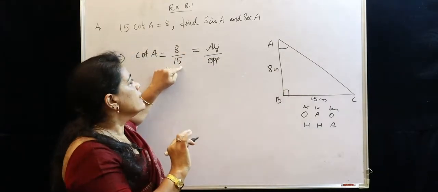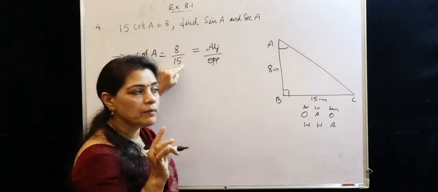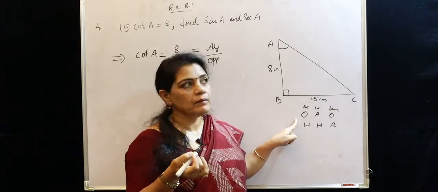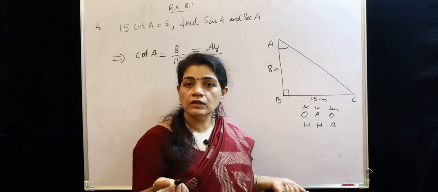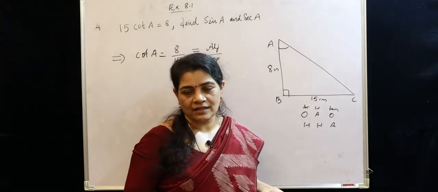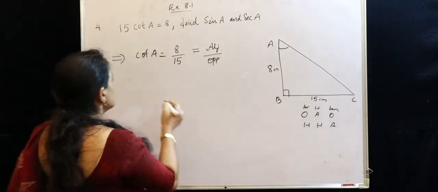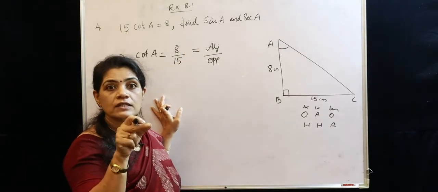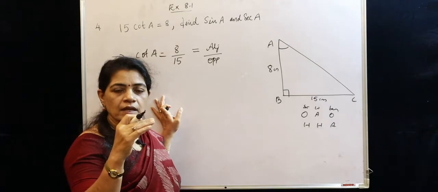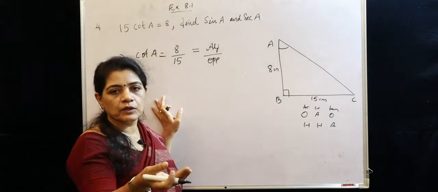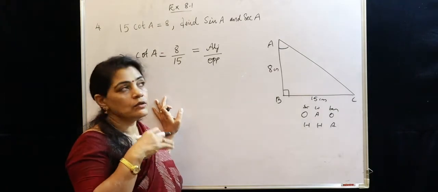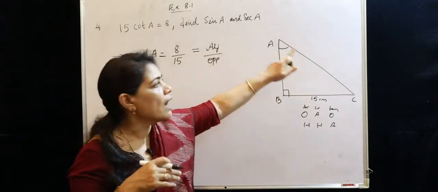And what is sin A? Sin A by definition is opposite side by hypotenuse. The hypotenuse can be easily found by using the Pythagoras theorem. Also for sec A: sec is the reciprocal of cos A. Cos A means adjacent side by hypotenuse, so the reciprocal is hypotenuse divided by adjacent side. So in both cases you have to find the hypotenuse.